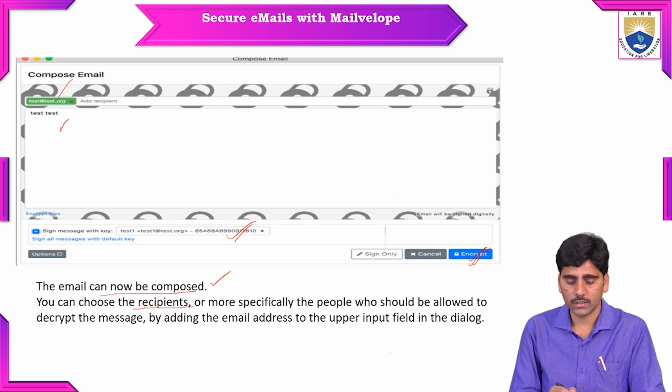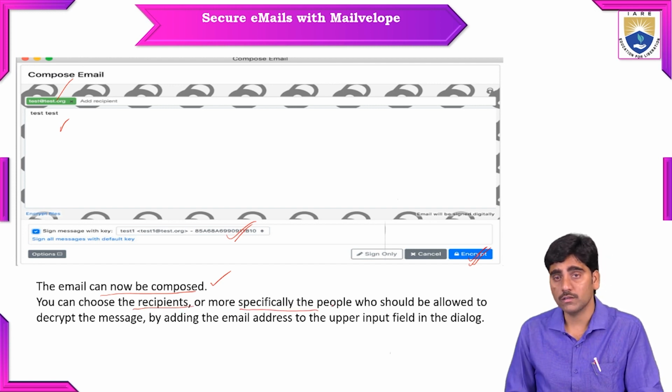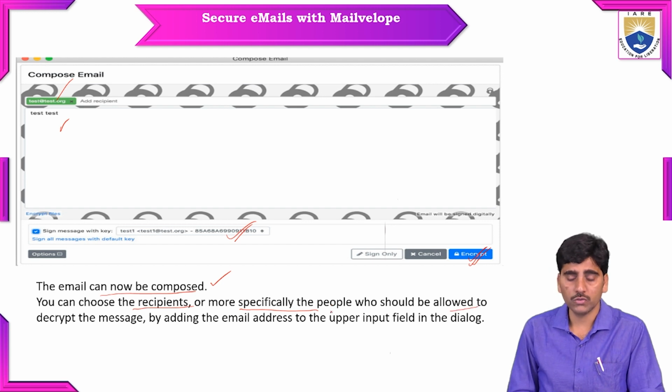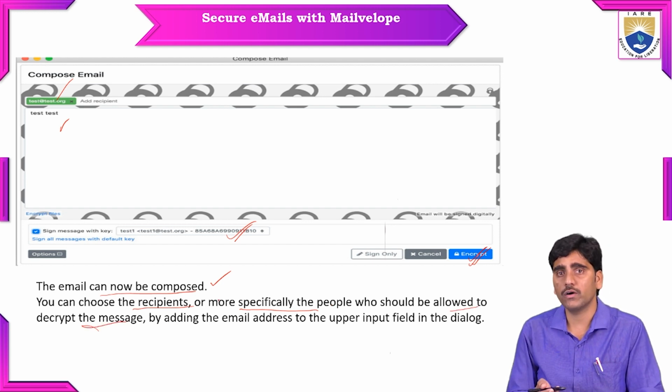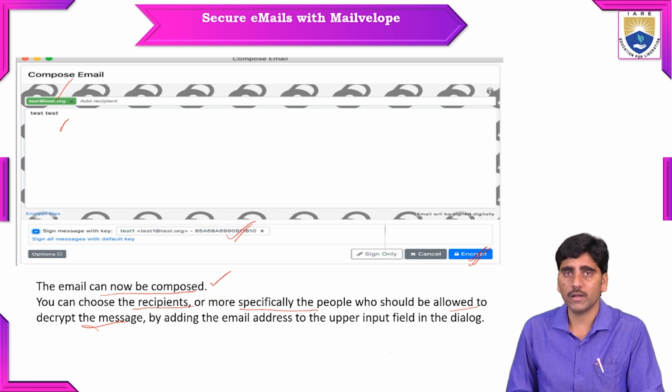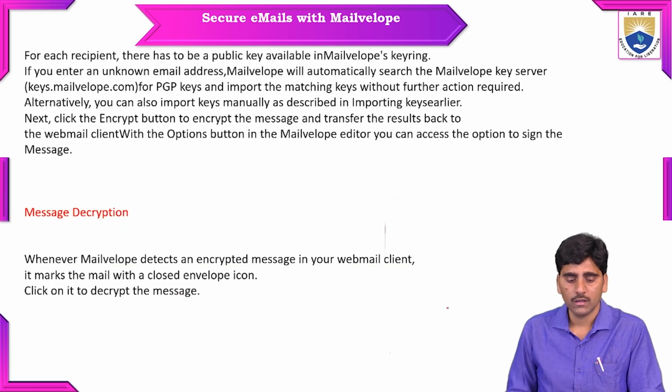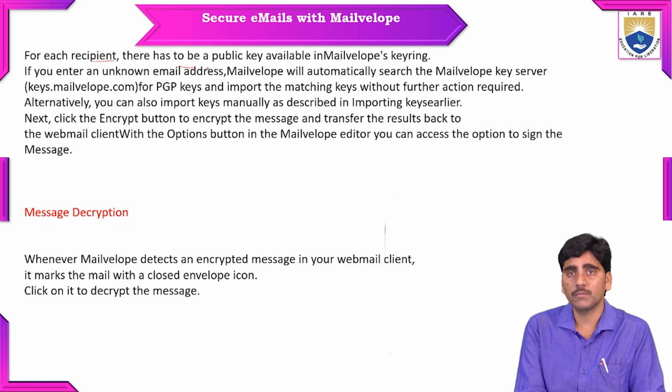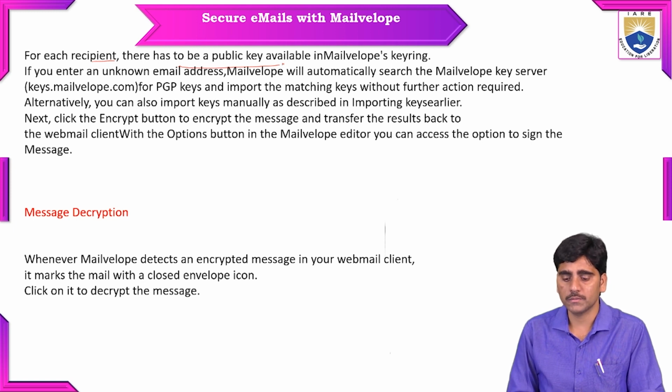You can choose the recipients, or more specifically the people who should be allowed to decrypt the message. Those who want to read this message, those who want to see the contents of this message, can be applied here. You can add more than one recipient by adding the email address to the upper input field in the dialog. For each recipient, there has to be a public key available in the Mailvelope keyring.